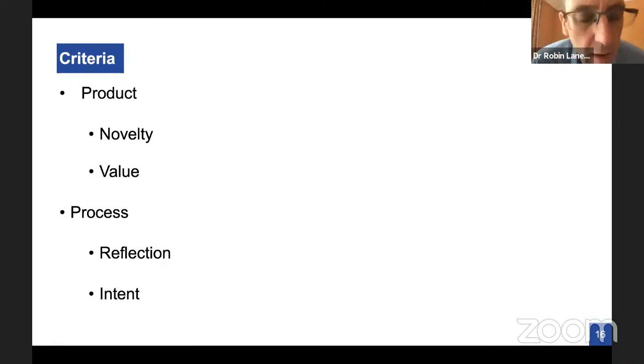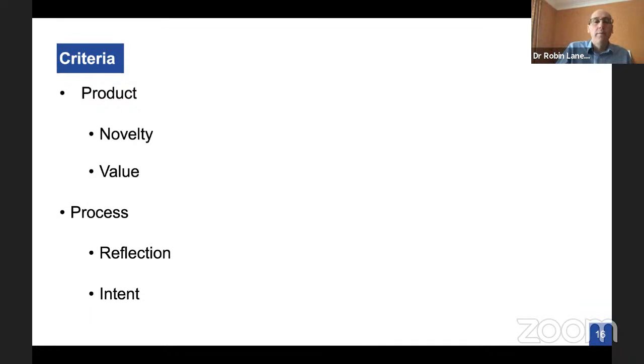Now, arguably, it's very difficult for a computer, certainly today, to do reflection or intent. Those are things we very much associate with human beings. So maybe a much better approach is if we put the human in charge of the reflection and having intent, and the computer helps with some of the technical things that we want to do.